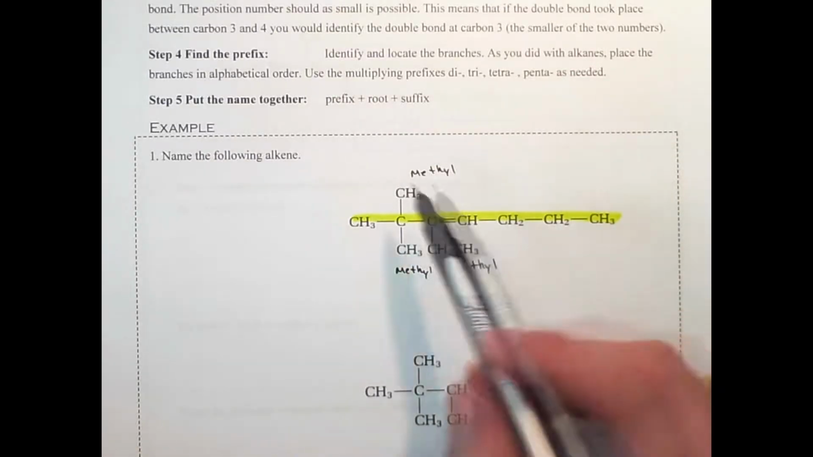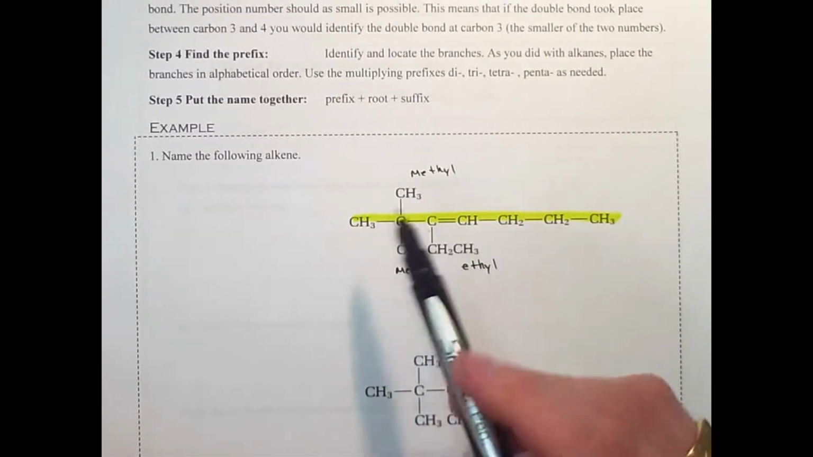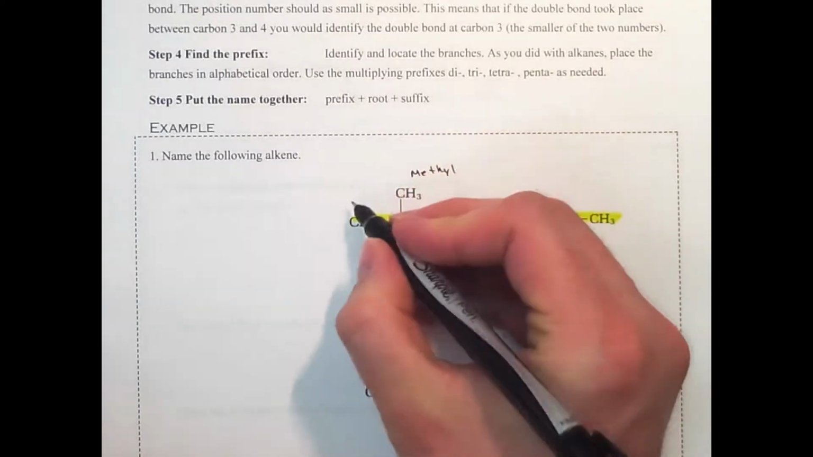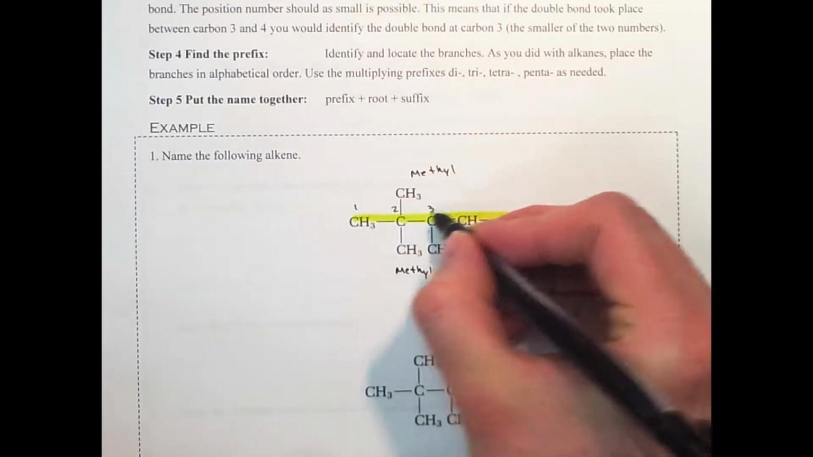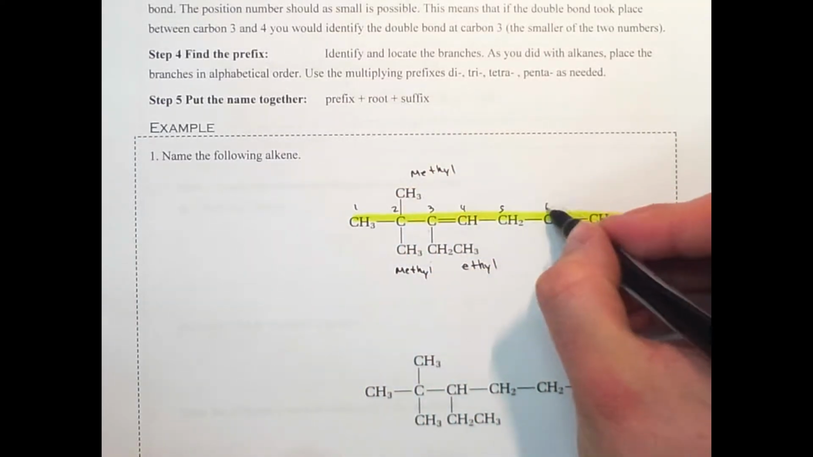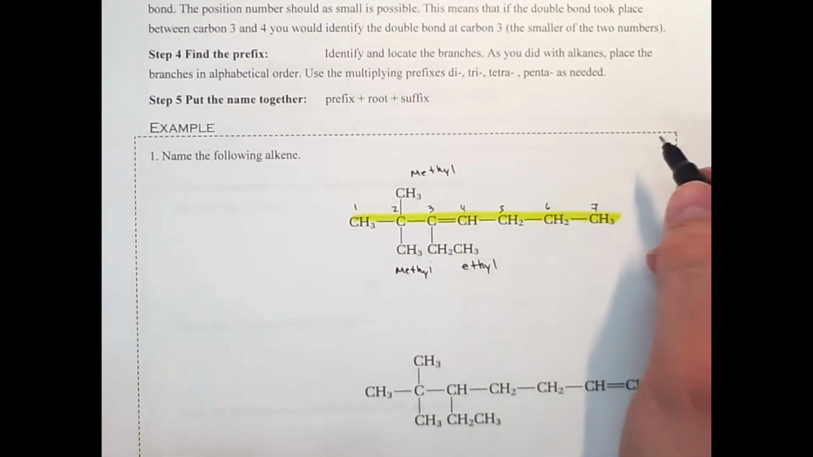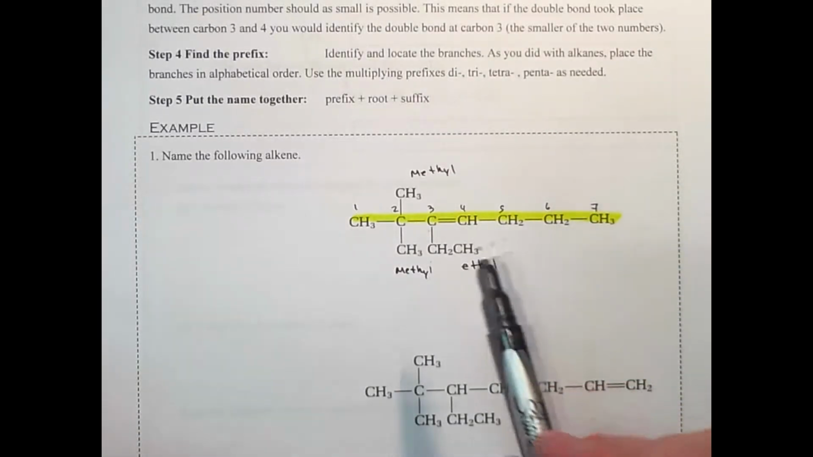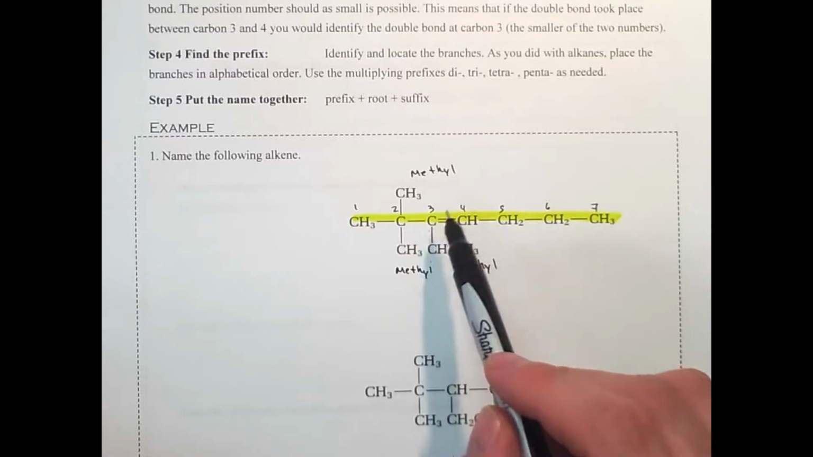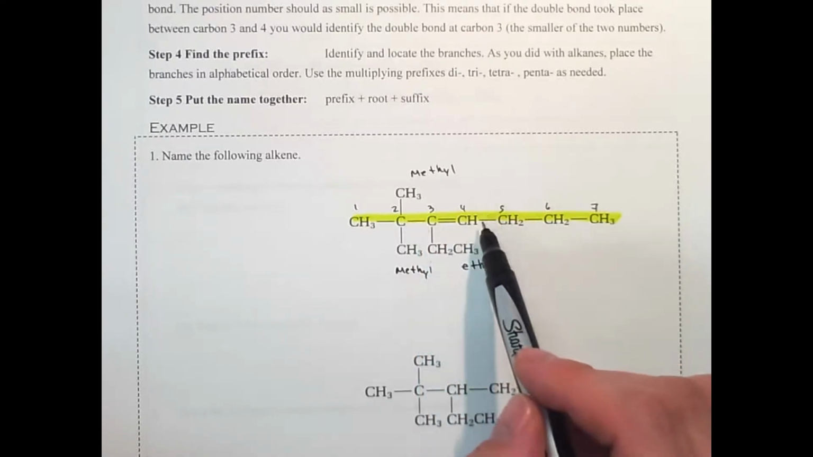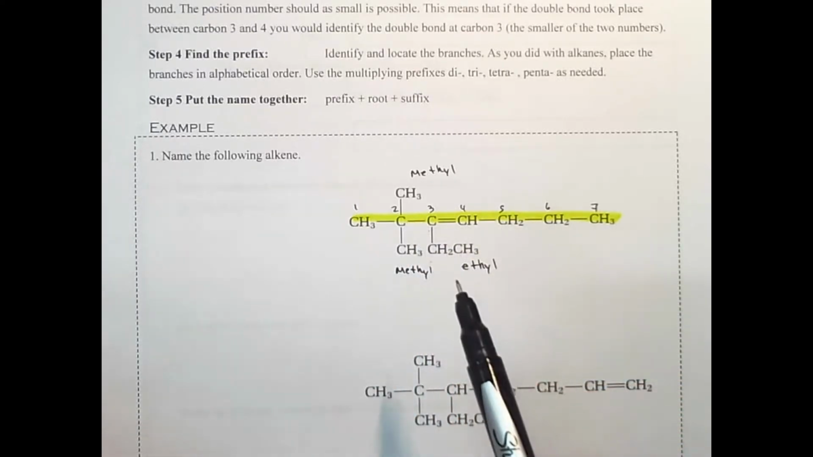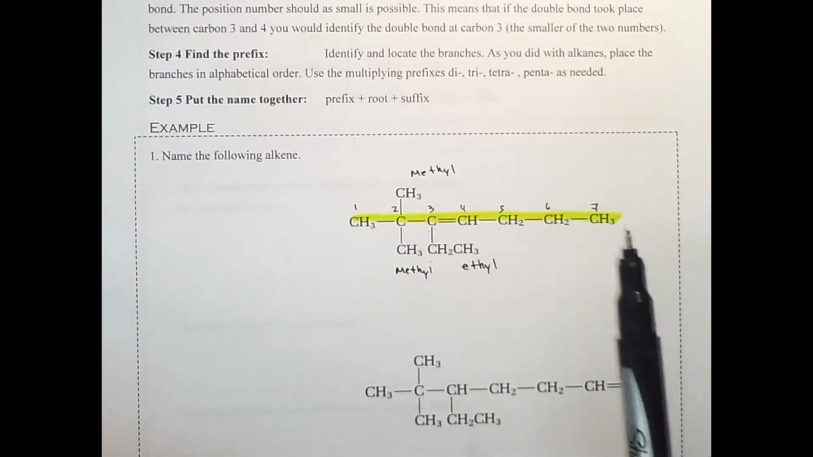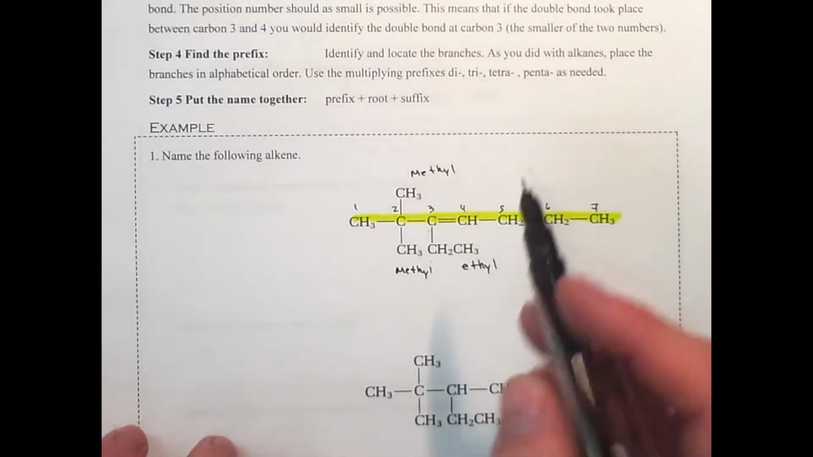We have two ways that we can number, from the left or from the right. If we number from the left, the double bond gets a smaller number. So we'll do that. When we're describing where the double bond is, we always use the lower of the two numbers. The double bond occurs between carbon 3 and 4, so we'll identify it at 3, not 4. Then we simply put it together.